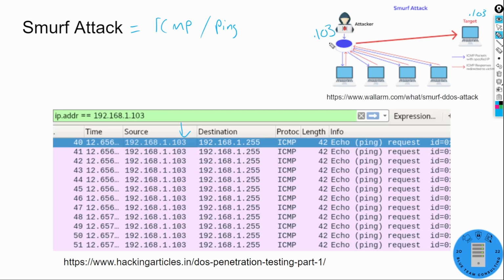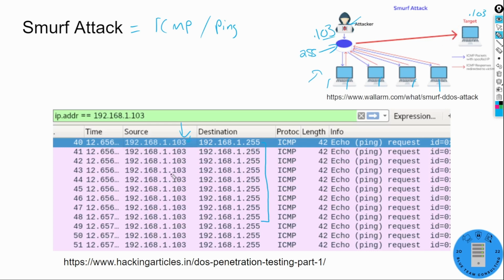The attacker will send this ping request to the broadcast address of the network. As you can see here, the destination is the broadcast IP address for whatever subnet or network this is working out of. And by sending this ping request to the broadcast, that means all of these clients are going to need to respond with an echo reply to the ping to be like, yep, I'm up. And it's not going to be directed to the attacker's box because he spoofed the IP address. It's going to be sent to the spoofed IP address of .103, which is the victim machine.